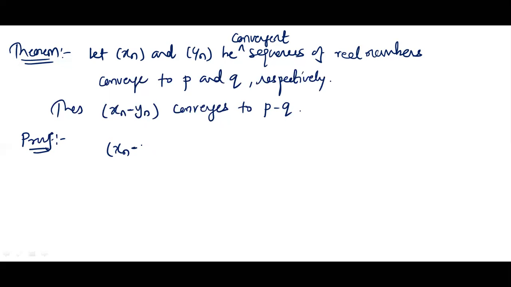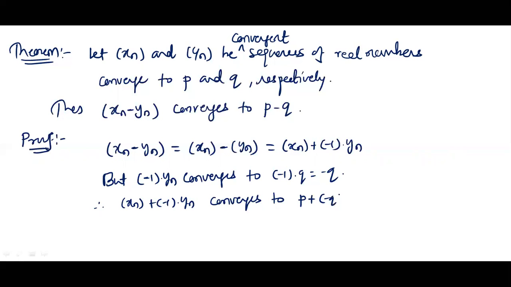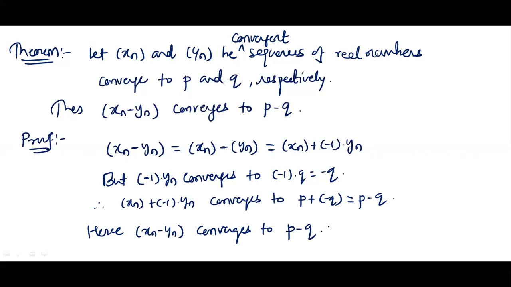So by combining the previous two theorems, we can prove it easily, because xn minus yn is nothing but the sequence xn plus the scalar multiplication of minus 1 into yn, and minus 1 into yn converges to minus 1 into q, that is minus q. Therefore the sequence xn plus minus 1 into yn converges to p plus minus q, that is p minus q, and hence the sequence xn minus yn converges to p minus q. This is just a consequence of the previous two theorems.